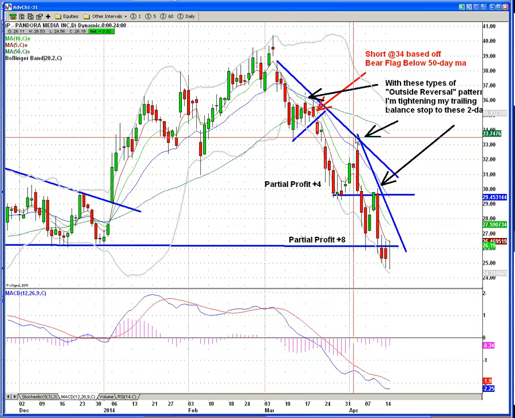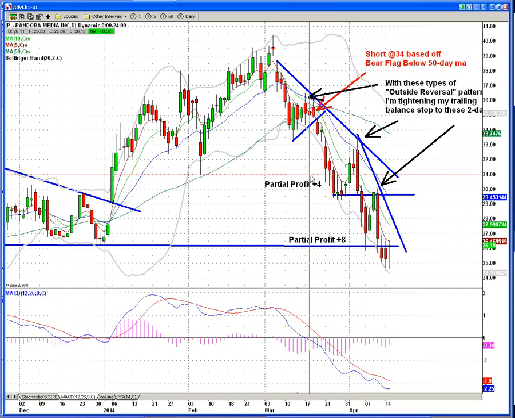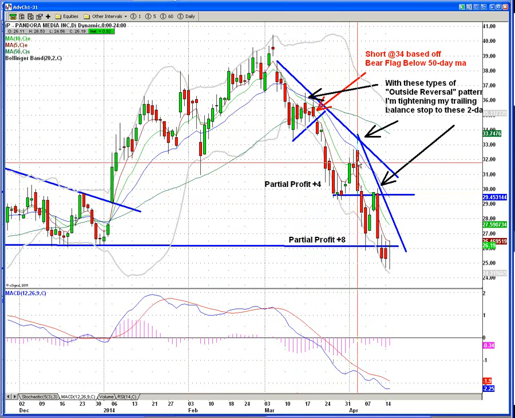So once it moved up here and it closed really aggressively back below the 20-day moving average and did an outside reversal day here, that's where I definitely lowered my stop.